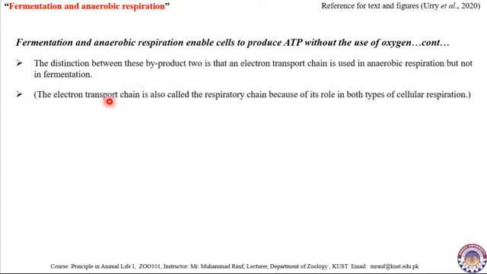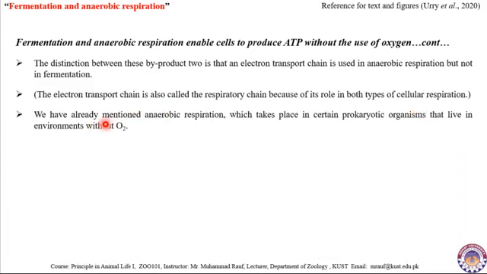Now the electron transport chain is also called the respiratory chain because of its role in both types of cellular respiration. So the electron transport chain can operate both in aerobic and anaerobic conditions. But in anaerobic conditions, there must be some other final acceptor of electrons apart from oxygen.